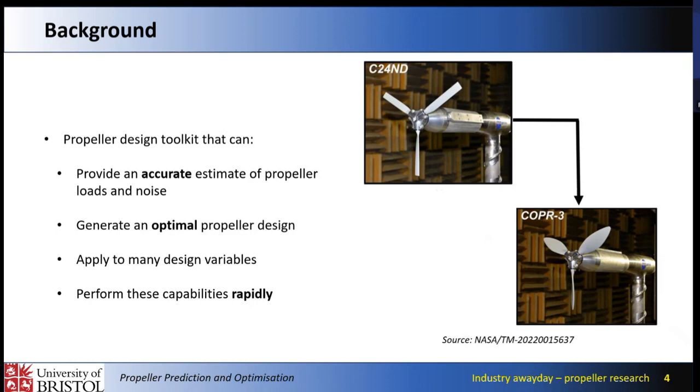The important thing is that we can take whatever propeller geometry we want and provide an accurate estimate for both the loads, the thrust and torque, but also the noise as well, which is obviously important. We're then putting this into an optimization framework, where we can generate optimal blade designs and operating conditions. We can apply this to as many design variables as we can, so both the blade planform and the blade section can be optimized, as well as operating conditions and as many things as we possibly can. And as I said, we're going to do this as quickly as possible.